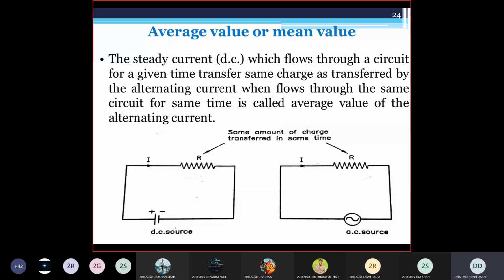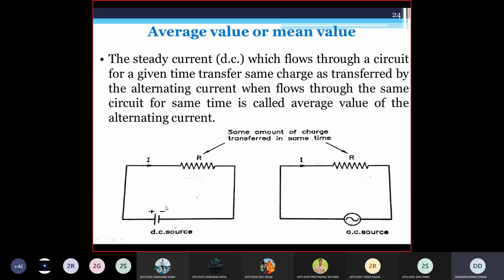Steady current, meaning DC current, flows through any circuit for a given time. If the same amount of charge that is transferred by this direct current is transferred by the alternating current when it is flowing through the same circuit for the same period of time, then that is called the average value of that alternating quantity.